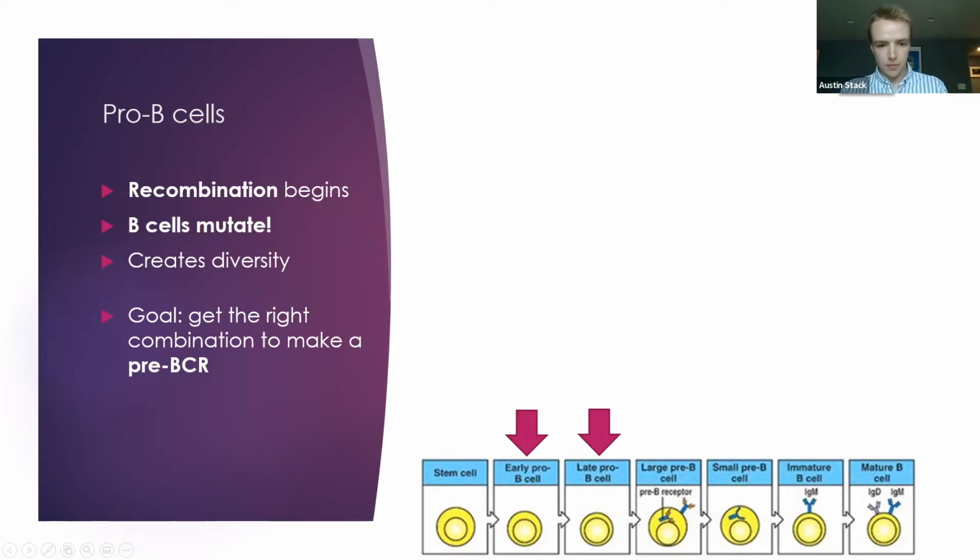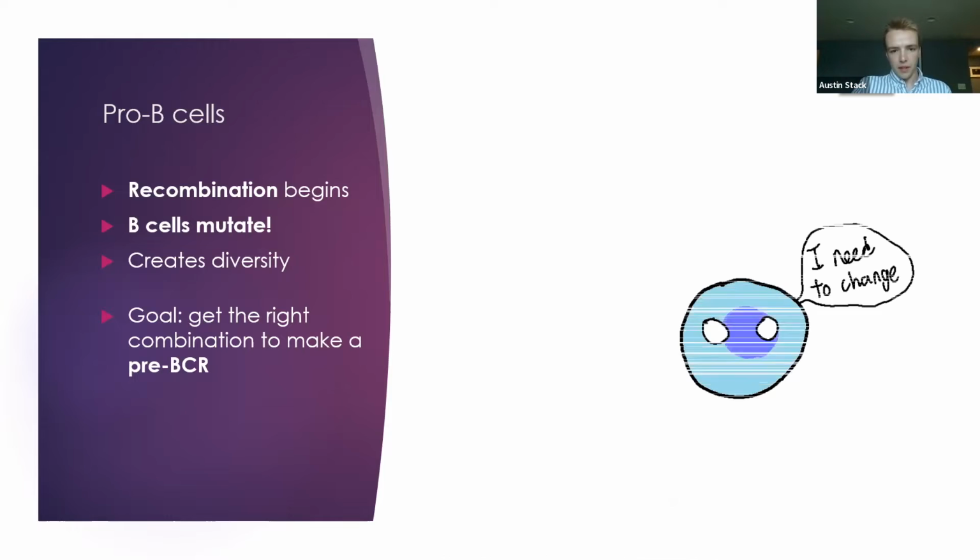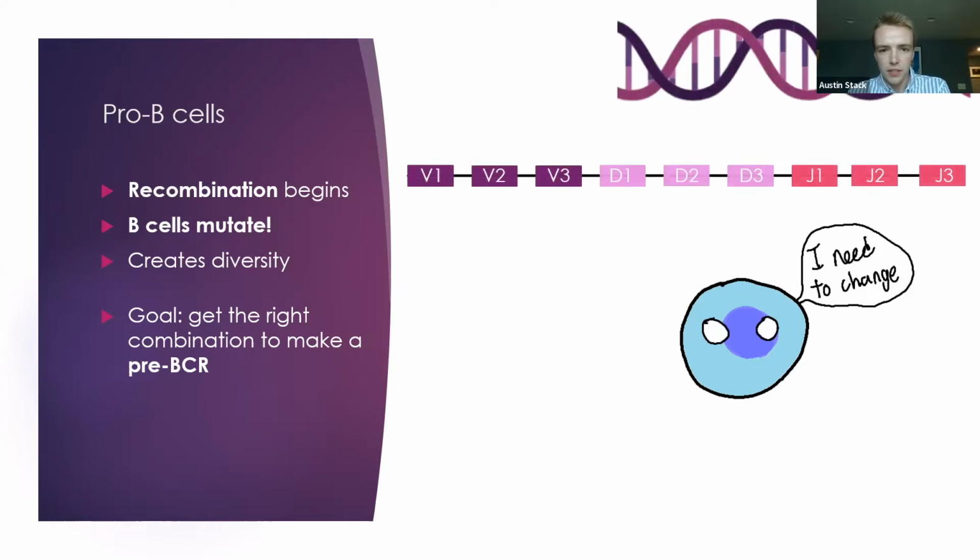And what recombination is, it's basically, we need a way to mature as a B cell. Right now, we don't really have a function. We don't have a B cell receptor. We don't have antibody yet. Instead, we have this DNA and all of these segments. So this is such a complex process.